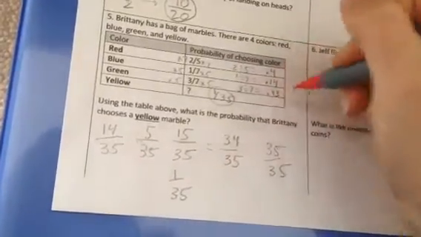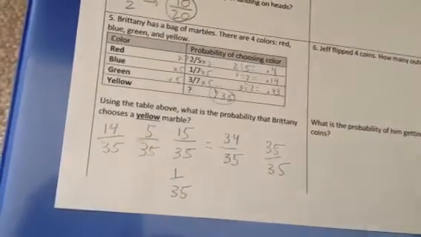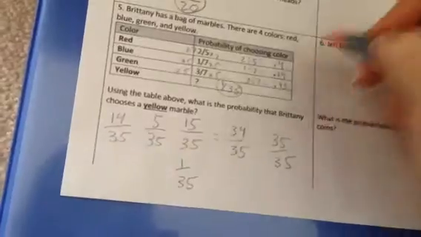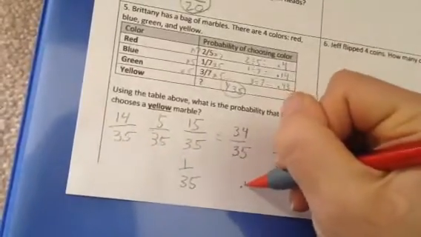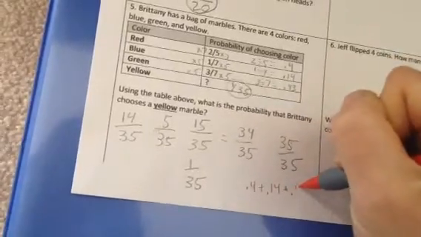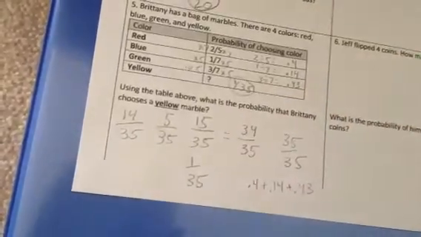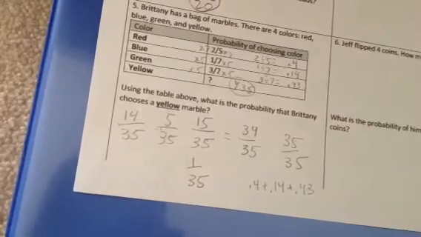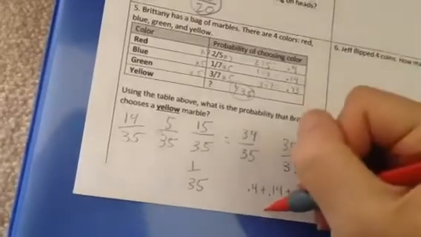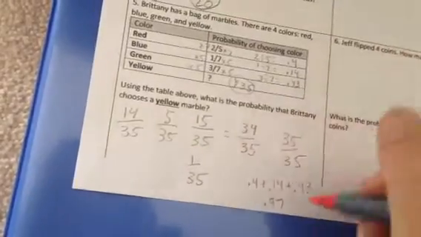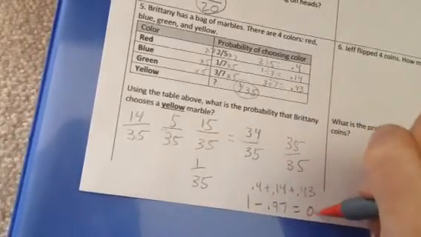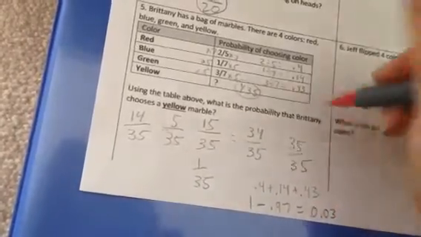Well, your goal is to get to a total of 1. So if you add these up and subtract from 1, that's what's going to be left over. So 0.4 plus 0.14 plus 0.43 is going to give you 0.97. Well, we want to get to 1. So if we just do 1 minus 0.97, we're going to get 0.03.